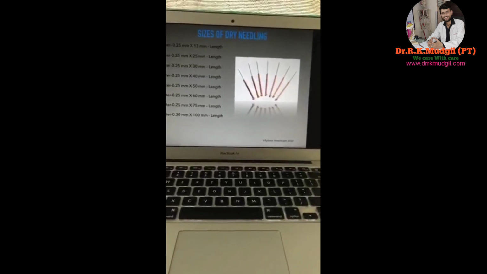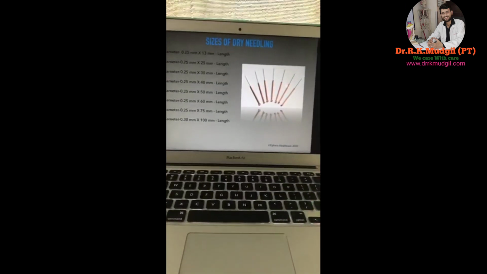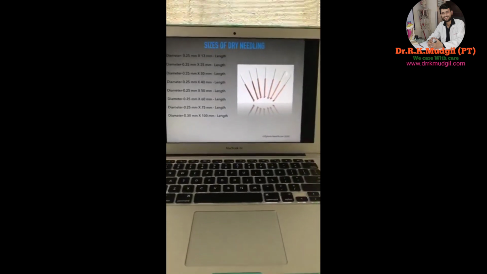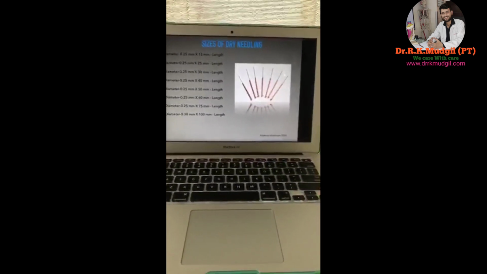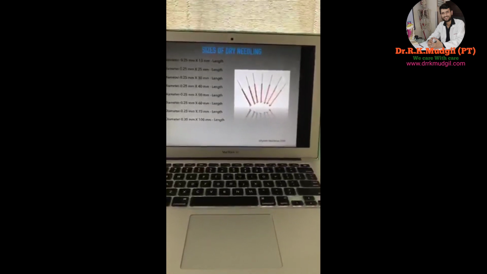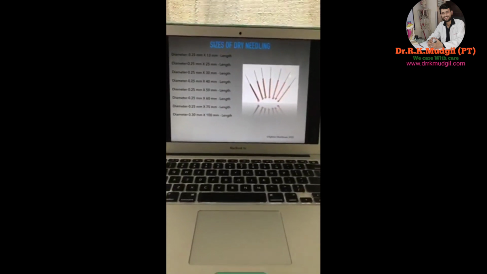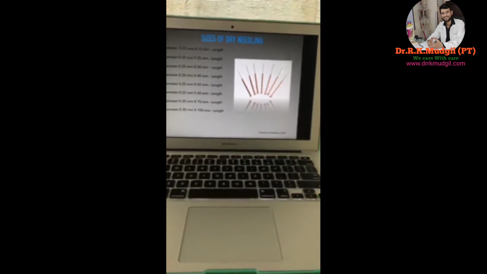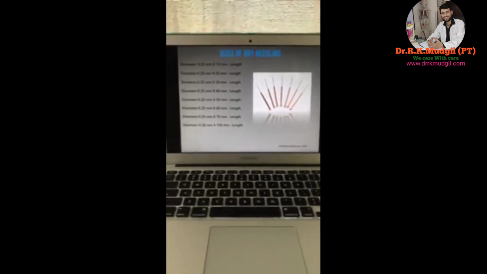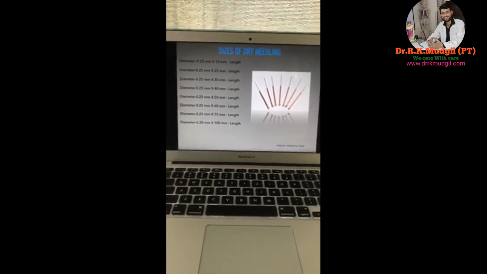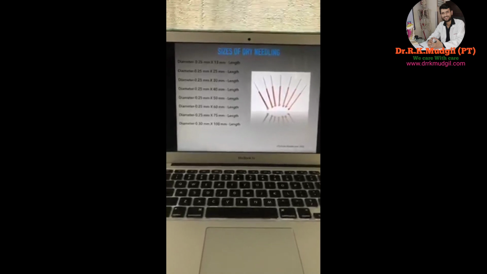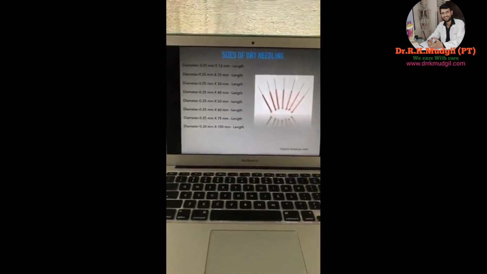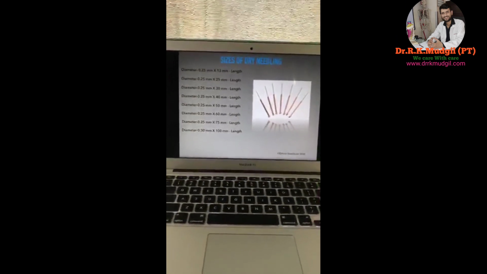We use different sizes of needle. Basically the diameter of the needles remains the same, and it varies a little bit, like 0.25 mm is the diameter usually. But if we are talking about the larger needle, it's like 0.30, and the sizes vary according to the area we can use. So like 13 mm, 25 mm, 40 mm, 50 mm, 60 mm, 75 mm, and 100 mm, depending on the muscle bulk and depending on the area.